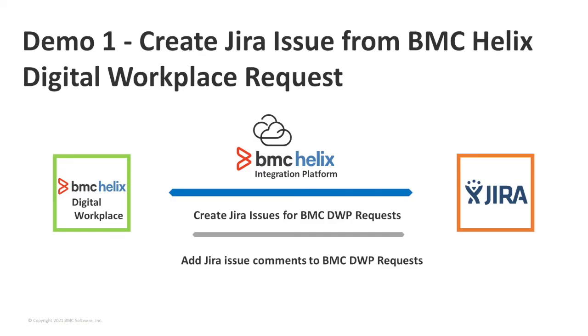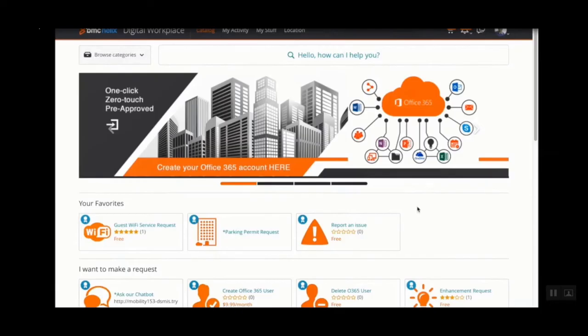The first demo that I'll take you through is creating a Jira issue from a BMC Helix digital workplace request. So let's take a look at the interface and see how this integration actually works. Here is the DWP interface, and let's try and create an enhancement request from here and see how it takes us.